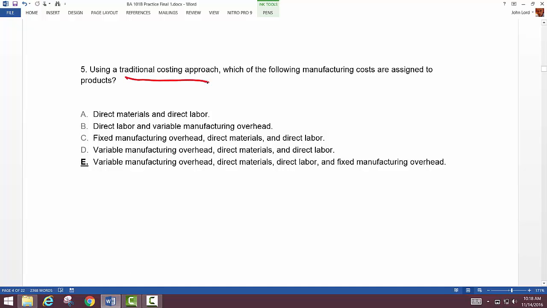Traditional approach is the same as what? Absorption. Okay, that's what we learned in the very beginning, was absorption. When we call it that, that's a traditional method, right? This is what's required by GAAP. Generally accepted accounting principles say when you're preparing your financial statements, you have to use absorption. They don't allow us to expense costs just because they're fixed. We have to leave them on the balance sheet until we sell them, for those fixed manufacturing overhead costs.